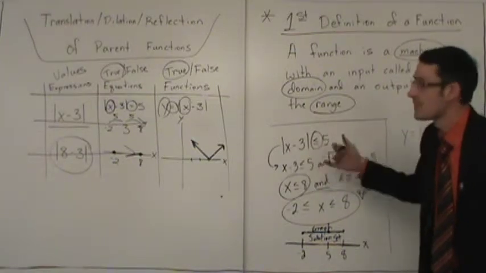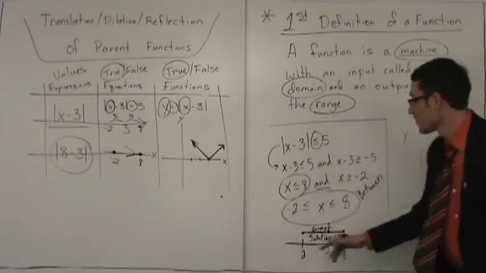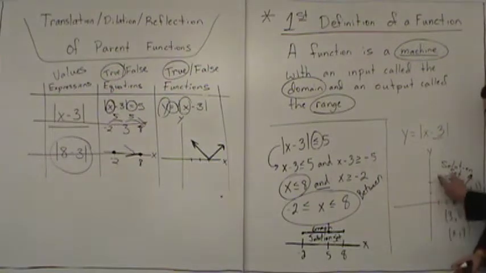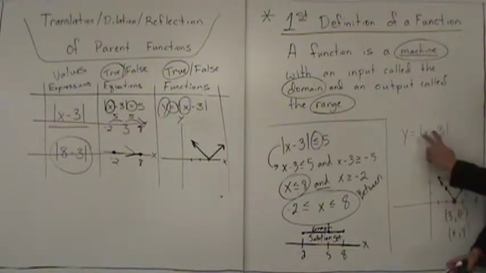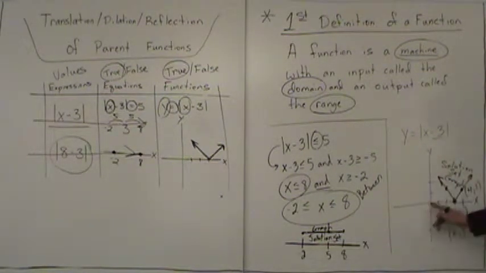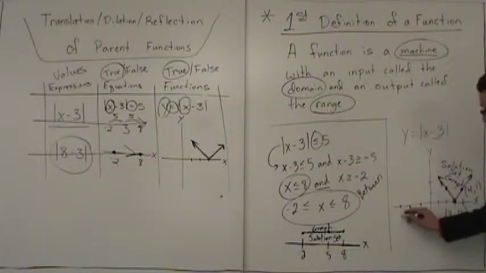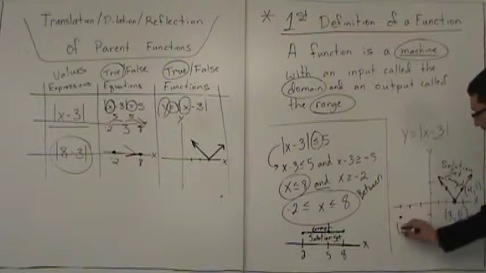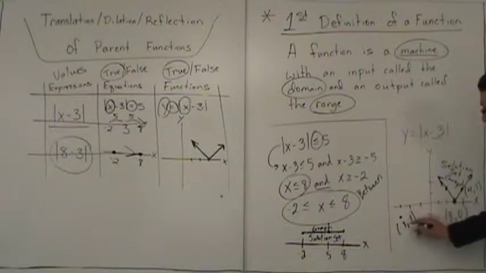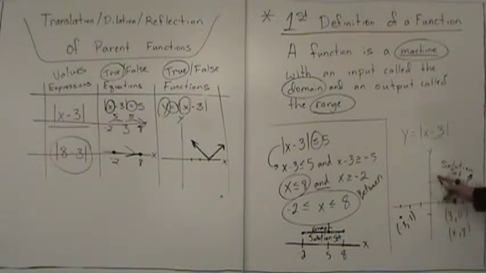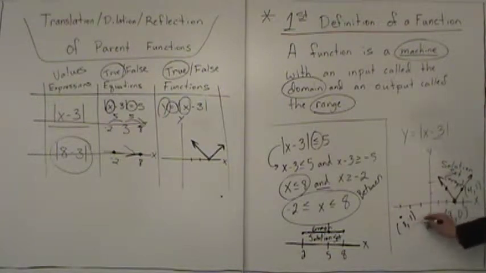Is that less than 5? No. Every other number makes it false. If we pick a point that is not on this V, it makes the function false. For instance, if we pick a point down here, maybe the point -3, -1. This point is not on the function, the V, so this point would make it false.